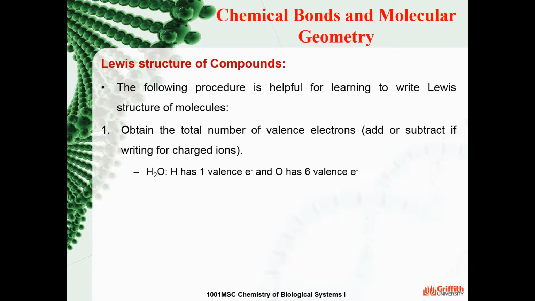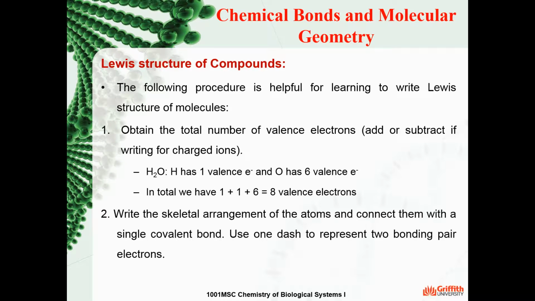In a water molecule, we have two hydrogen atoms. Each hydrogen has one valence electron. We also have an oxygen atom with 6 valence electrons, as it is in group 6A of the periodic table. So the total number of valence electrons in the molecule of water is 8.